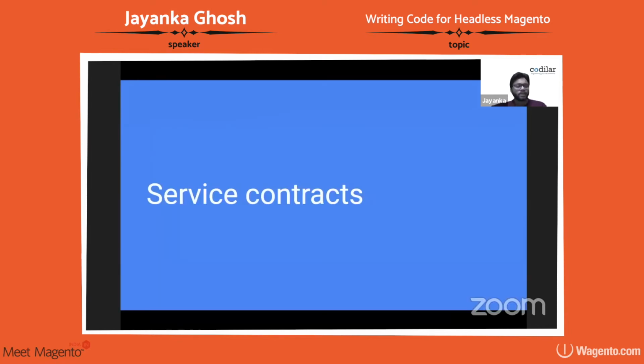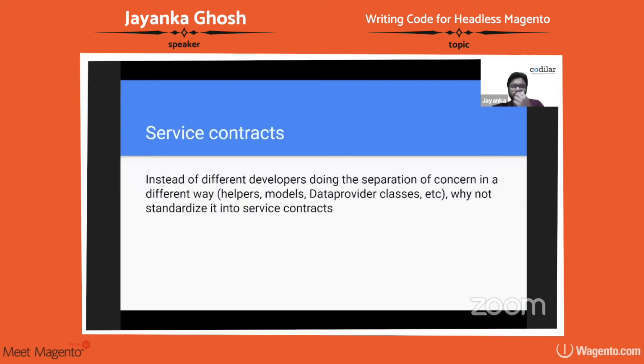The third thing is service contracts. It's not exactly the third thing, it's more of an extension of the second thing I was saying: do not write your code at the UI level. Service contracts are basically a standardization. Before service contracts, some of you might write your business logic in a helper, whose naming convention might be different for different developers. Some of you might write it in a model, some in a different place. So to standardize that, Magento came up with service contracts.